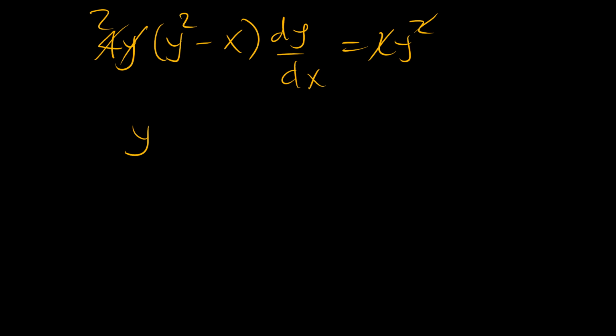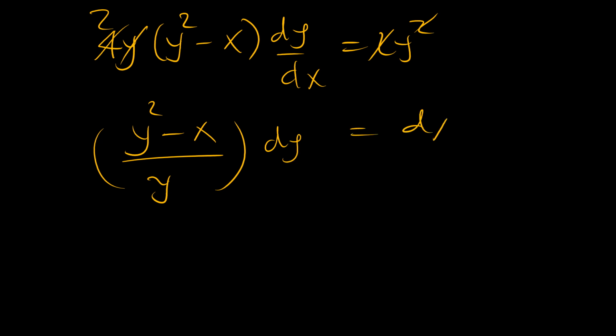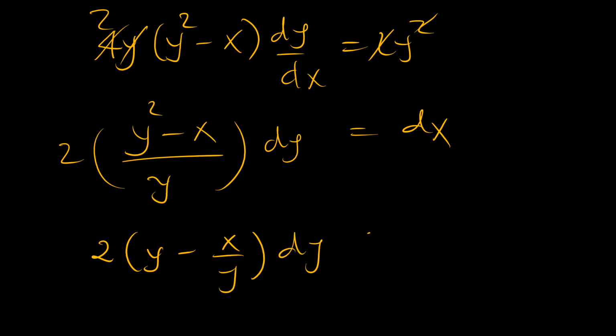So y squared minus x over y, dy equals dx. We forgot the 2 here, so we can put the 2 there. So we have 2 times y squared minus x over y, dy, is dx.